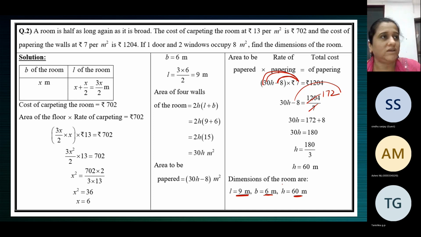So that was easy, right? Easy to understand, correct? Yeah, now read the question and register this one in your mind. This is new to you. Half as long again as it is broad. This portion is new to you. Register that. Yeah, do it, children.